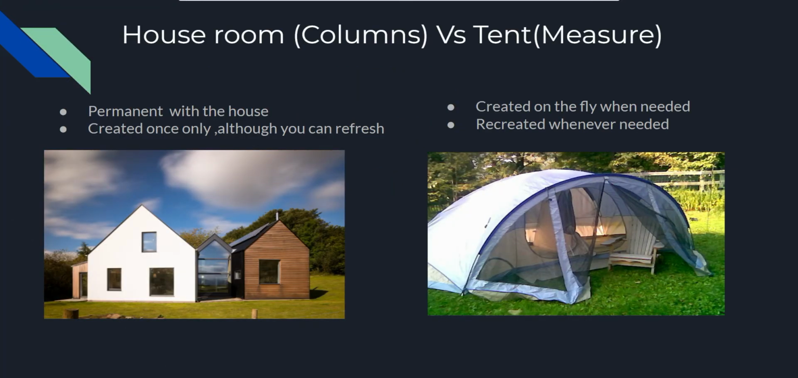I say that columns are like house rooms, and measures are like tents. So what is the difference? A house room will be permanent with your house. It will be created once only. On the other side, measures will be created on the fly whenever they are needed.